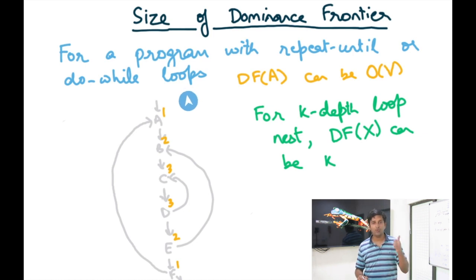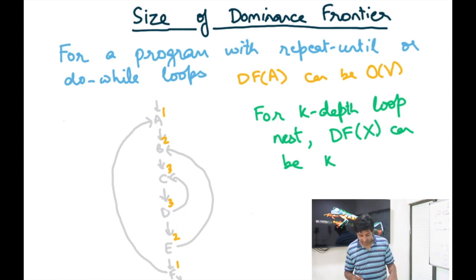because in the real world, we don't necessarily have only if then else and while do. We also have repeat until or do while loops. And repeat until and do while loops basically are of this form where the loop head does not have 2 branches, but has only a single branch, but it's the node which has an outgoing back edge that has 2 branches, in which case the dominance frontier of a node can be as high as order n, or the number of nodes in the graph.